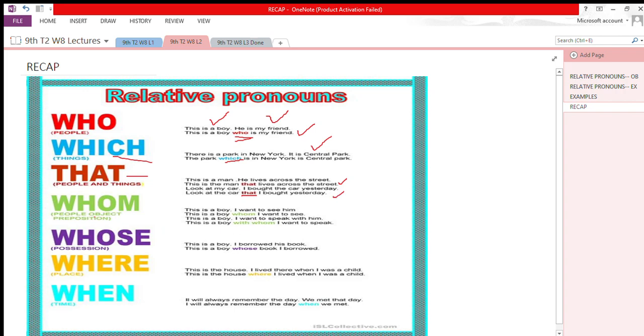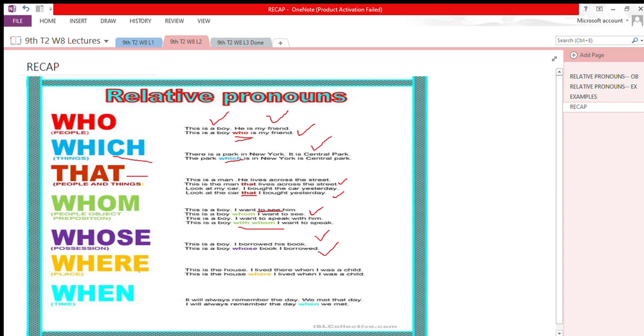Whom? Whom is used for people when it is the object of the preposition. This is a boy, I want to see him. Now, when you use it as one sentence: this is a boy whom I want to see. Here it has become the object, I want to see, whom I want to see. This is the boy, I want to speak with him. This is the boy with whom I want to speak. Whose shows possession. This is a boy, I borrowed his book. This is a boy whose book I borrowed.